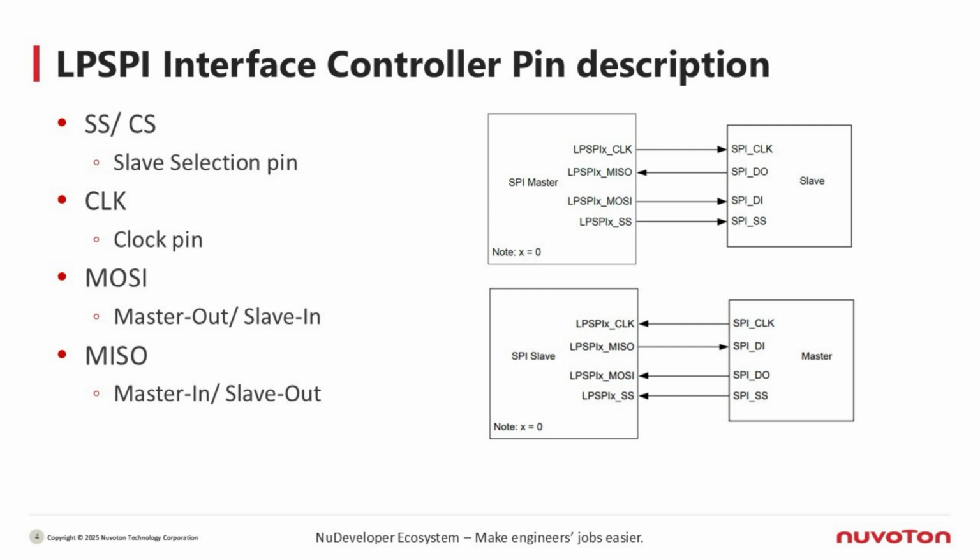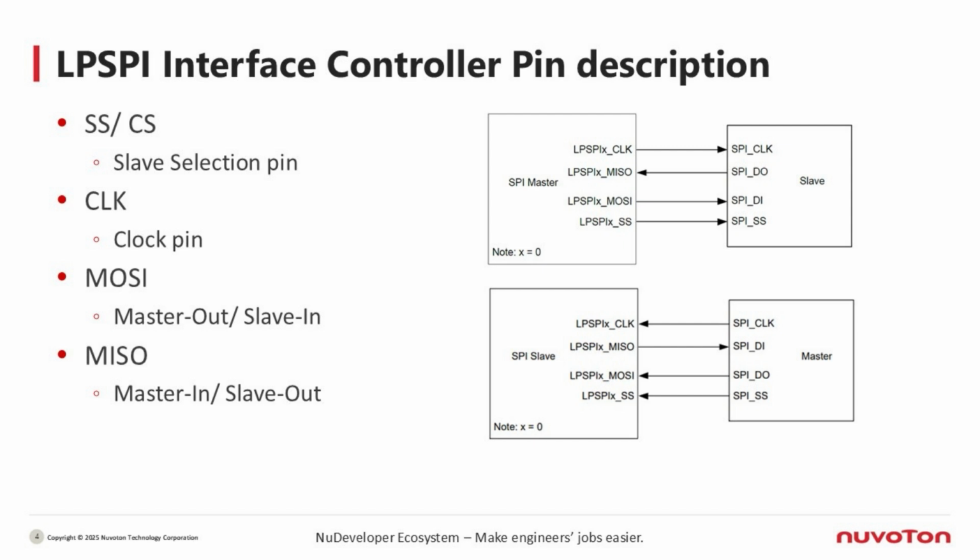Let's start with SS, also known as slave select or chip select. The SS pin is used to choose which slave you want to communicate with, and it's typically active low. In master mode, SS is an output. When the master pulls SS low, it indicates I'm going to communicate with this slave, and pulling it high ends the communication. In slave mode, SS becomes an input. The slave only starts sending or receiving data when the master pulls SS low.